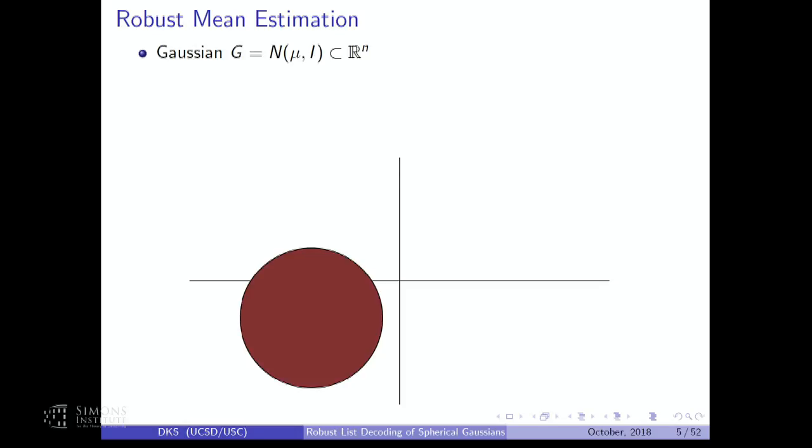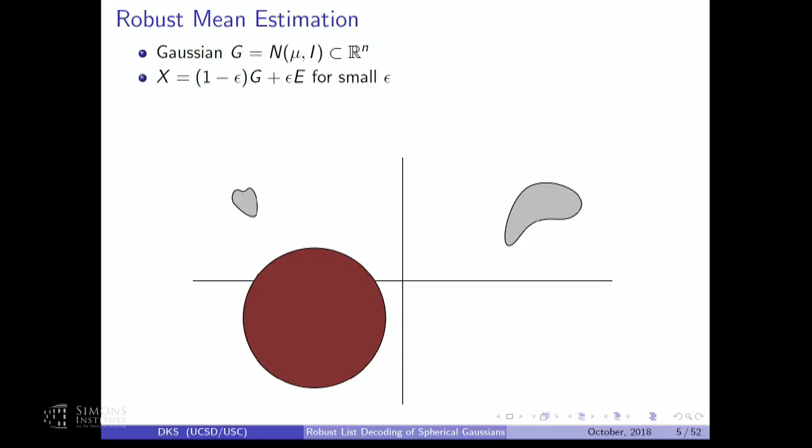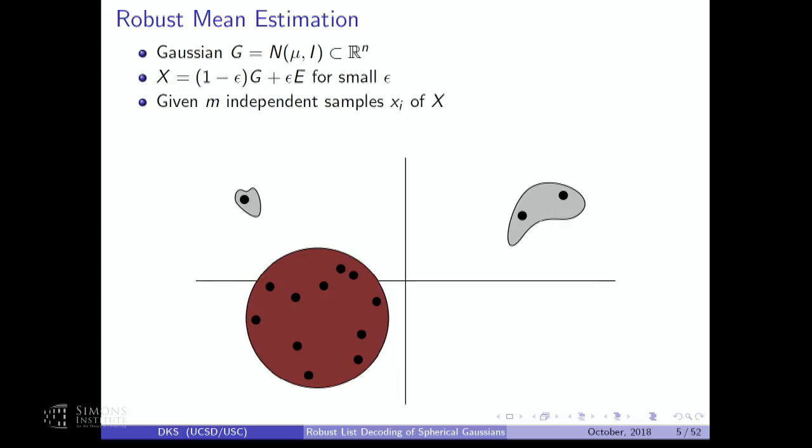Okay, let's make our lives more difficult. Again, we have this Gaussian with an unknown mean. But instead of getting samples just from the Gaussian, there's some other distribution X that returns a Gaussian sample with probability 1 minus epsilon. But with epsilon probability returns samples from some other distribution, perhaps some adversarially chosen error distribution. Now, once again, you're given a bunch of independent samples, this time from X, and you'd like to learn an approximation to the true mean.